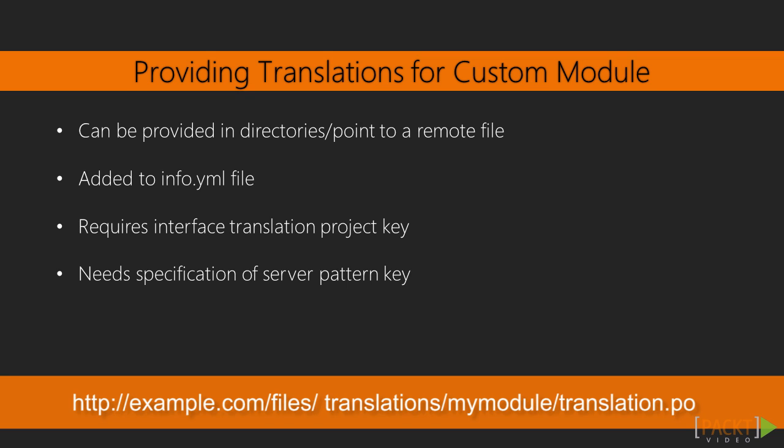Let's see how to provide translations for a custom module. Modules can provide custom translations in their directories or point to a remote file. These definitions are added to the module's info.yml file. First, you need to specify the interface translation project key, if it differs from the project's machine name. You need to then specify a server pattern through the interface translation server pattern key. This can be a relative path to Drupal's root, such as modules/custom/mymodule/translation.po, or a remote file URL. Distributions or other modules can implement hook_locale_translation_projects_alter to provide this information on behalf of modules or alter defaults.